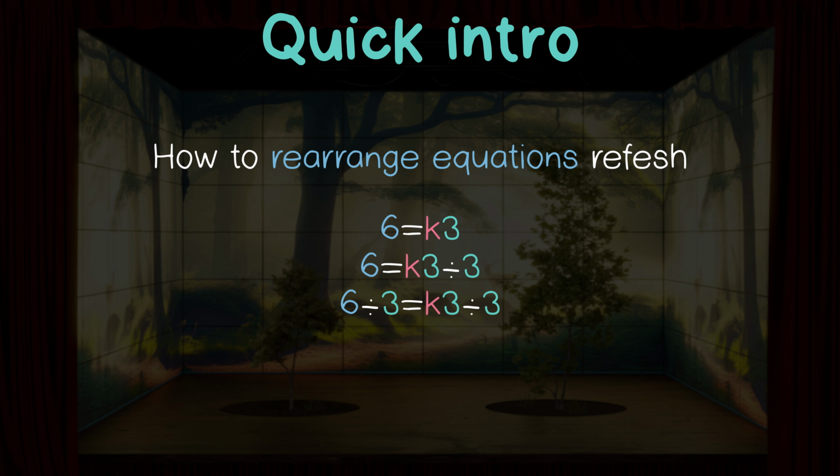Now we begin solving by dividing on our right side, 3 by 3, eliminating it. Now we are here, and then we just solve to find k. 6 divided by 3 is 2, so k is equal to 2.